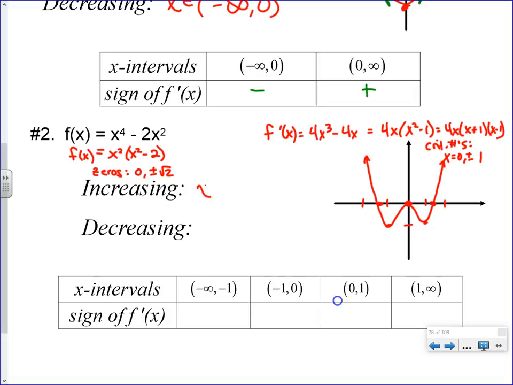A question. You could have gotten that in your calculator real fast. I'm just showing you the math as to where we're going. But where's this function increasing?